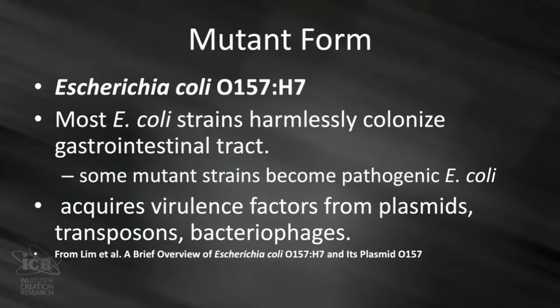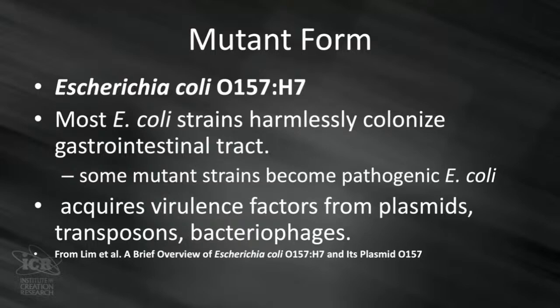Probably the best example is E. coli, Escherichia coli, O157:H7. This is a mutant form. And this, by the way, can be lethal, especially if your immune system is compromised, within a few days or months. Now, if they know you have this O157:H7, then they will, of course, administer medication, antibacterial agents, which will help deal with the problem.